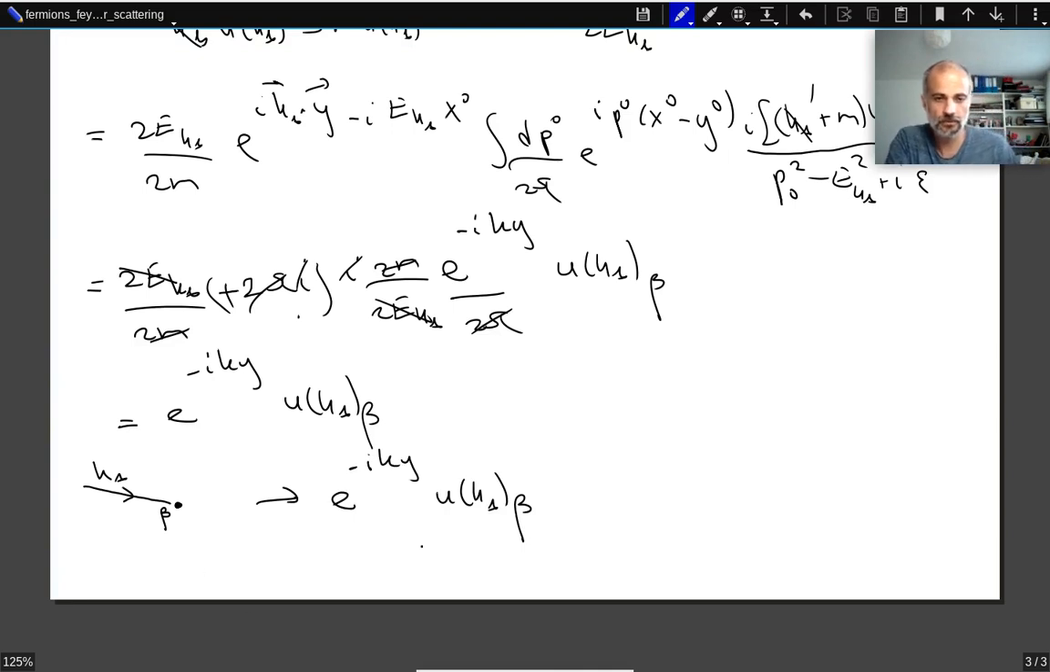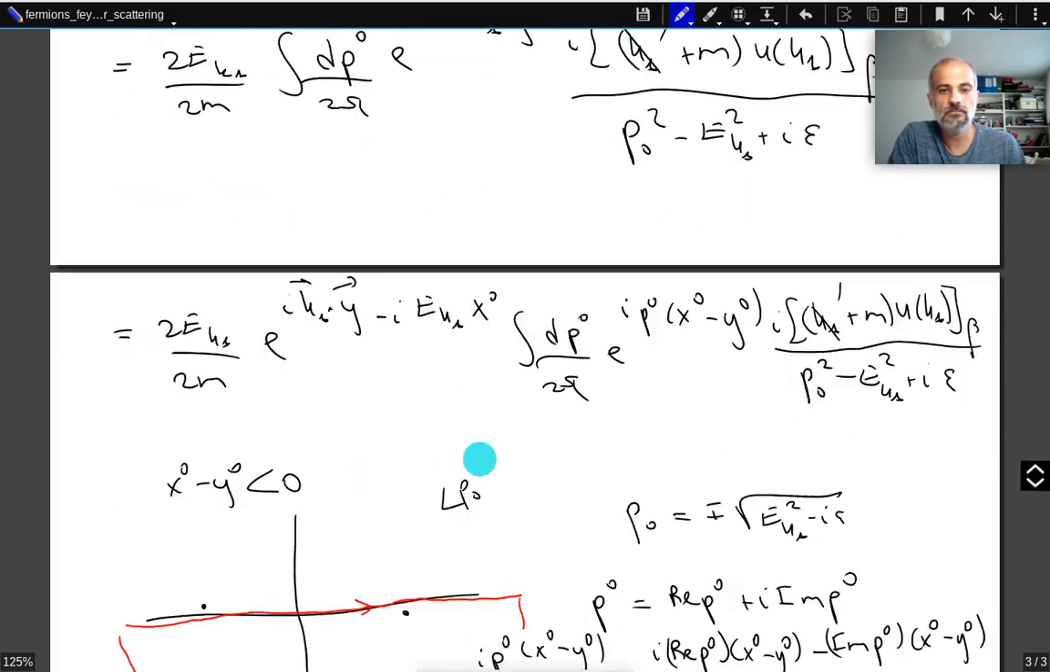Now, there are a couple of things to pay attention to. If you remember the scalar case, for an ingoing scalar, this was what we had only. Now there is also the spinor, so we have this additional factor. Now we can repeat this process.